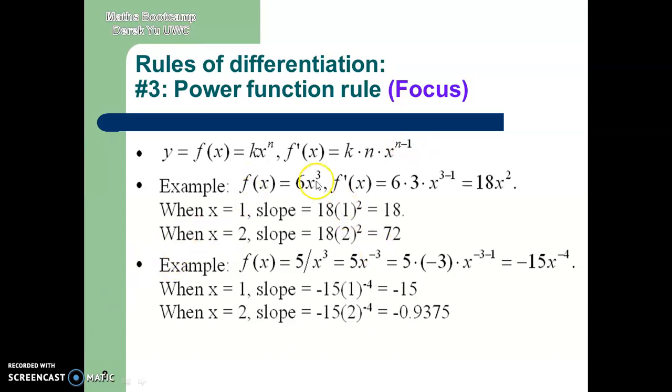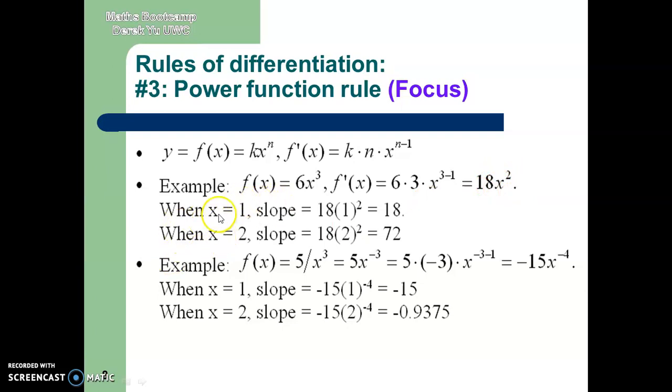So look at this example. The original function y equals 6x cubed. Then the first order derivative equation is 6 times, you pull the exponent down, times 3 times x to the power of 3 minus 1. The exponent or the power decreases by 1. Then you derive your first order derivative equation, 18x squared.